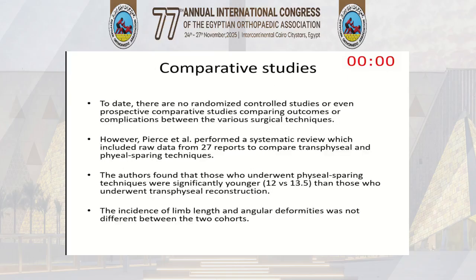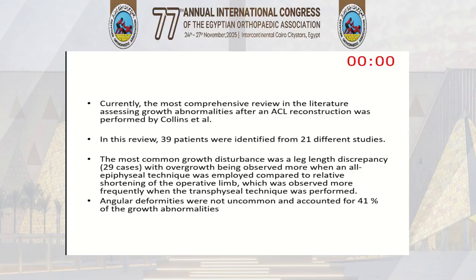Today, there are no randomized controlled trials or even prospective comparative studies comparing outcomes of complications between different surgical techniques. However, Pierce et al. performed a systematic review which included the raw data from 27 reports to compare transphyseal and physeal sparing techniques. They found that those who underwent physeal sparing techniques were significantly younger than those who underwent transphyseal, and the incidence of limb length and angular deformities was not different between the two cohorts.